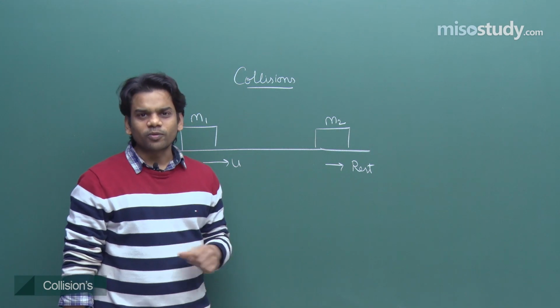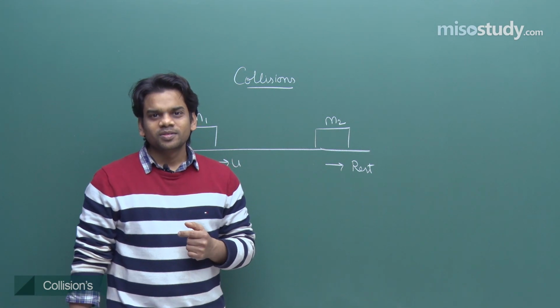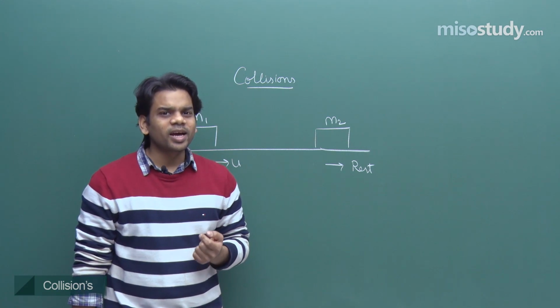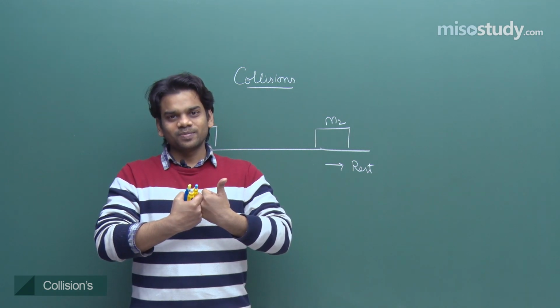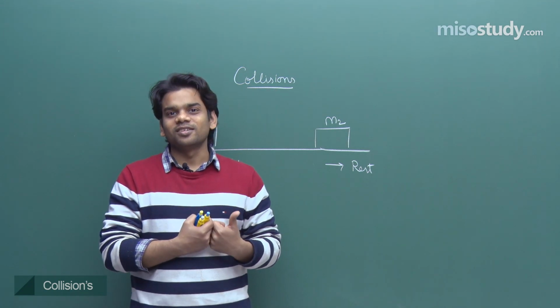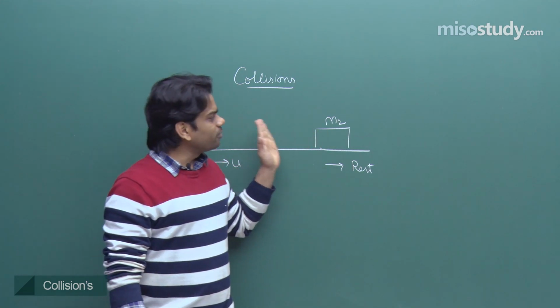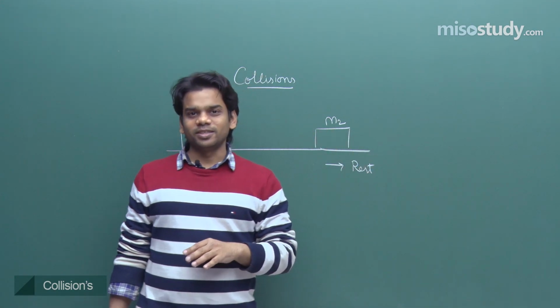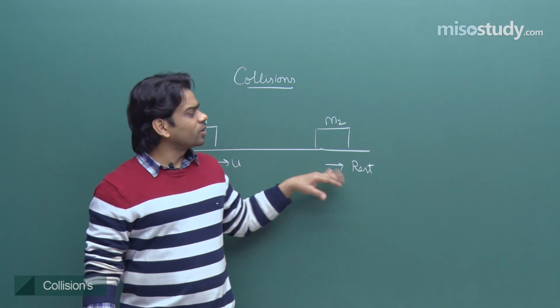Now as it hits, what will happen? For a very short duration of time, for a momentarily small amount of time, these two objects will remain in contact with each other, and then they will exert forces on each other. After the small interval of time, they will again get separated and they will move with some different speed along this forward direction. So this is a very simple kind of collision.